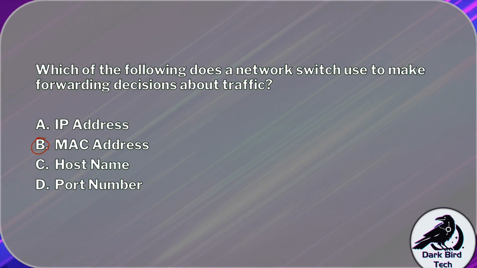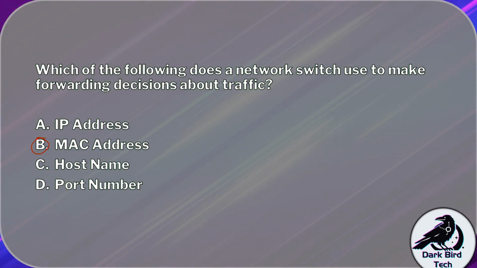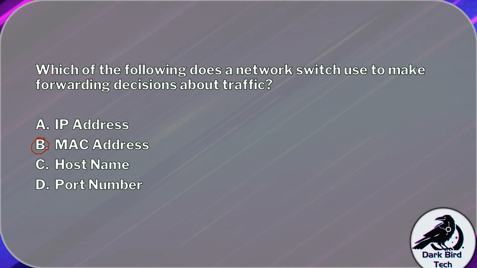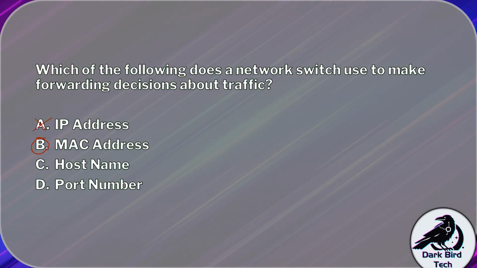Specifically, they look at the source MAC address of traffic to learn, okay, this MAC address I've seen on this interface. And then they look at the destination MAC address and check in their MAC address table, have they seen that one before? And which interface is it on? An IP address is primarily used by routers.